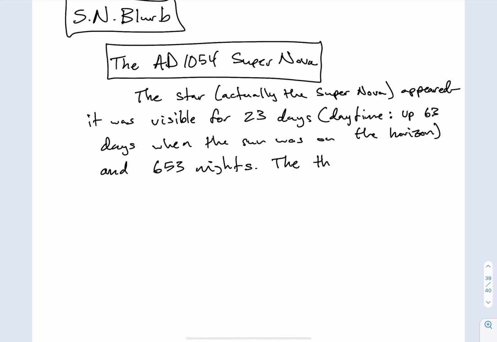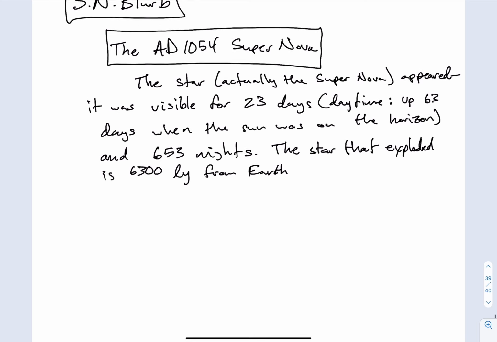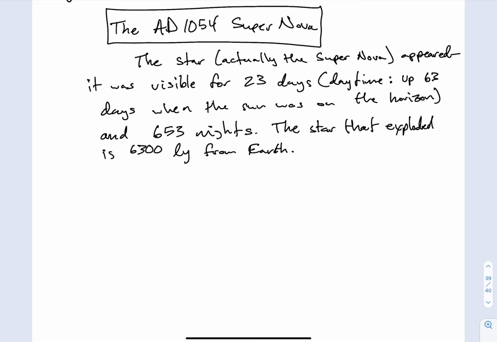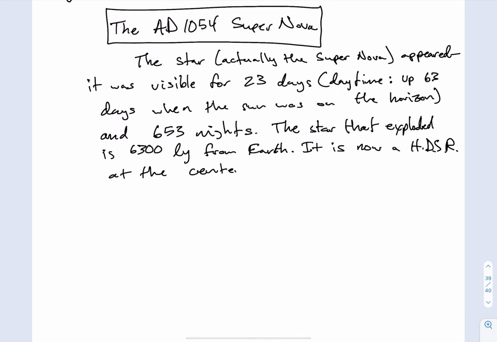The star that exploded, so the dead star, was in Taurus. It is 6,300 light years away from Earth. So that really means that the explosion we saw happened 6,300 years beforehand, but that's neither here nor there. We can note that it is now a high density stellar remnant at the center of the Crab Nebula in Taurus. And that's the end of our blurb.